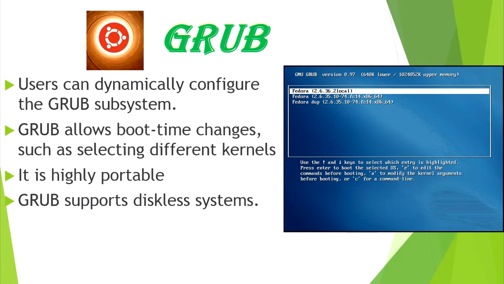Grub. The Grub subsystem can be dynamically configured. Grub loads its configuration at startup, allowing boot time changes such as selecting different kernels or initial RAM disks. Grub is highly portable. Grub can download operating system boot images from the network, thus supporting diskless systems.